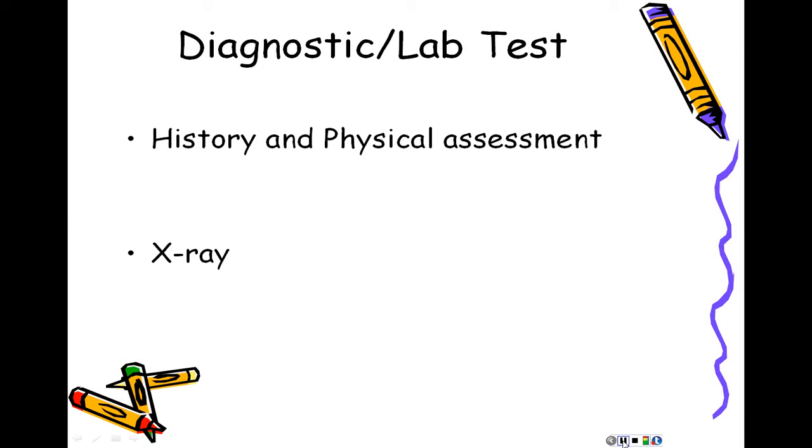Again, we're going to do a history and physical assessment on this patient. We want to know what happened. Was the patient involved in an accident? Was it a fall? Were they coughing and all of a sudden they had rib pain? That actually happens. When we have patients with metastatic bone diseases, this person can develop spontaneous breaks. So we need to do a history and physical on the patient. We can also do an X-ray.